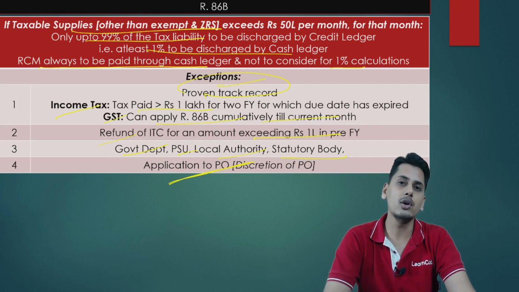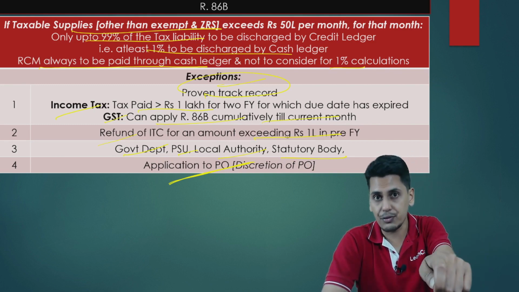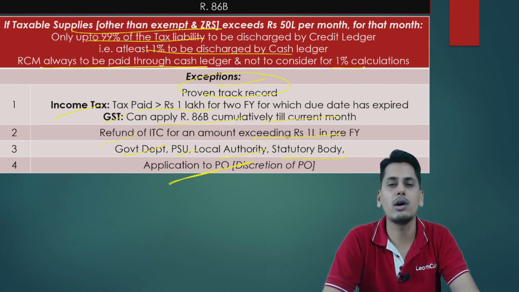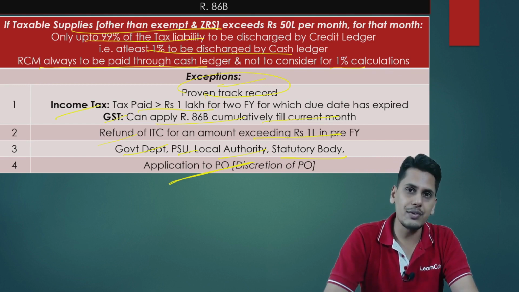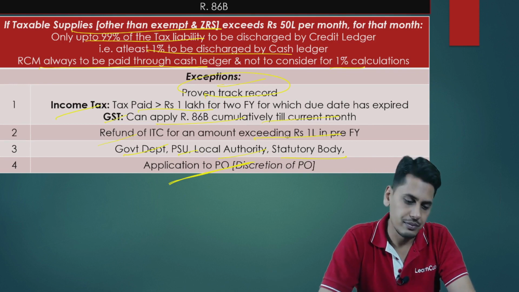If your concern is genuine, you can make an application to the proper officer who, after verification, if he is satisfied, this is a discretionary power of the proper officer. If he is satisfied, he can uplift the restriction which is placed by Rule 86B.